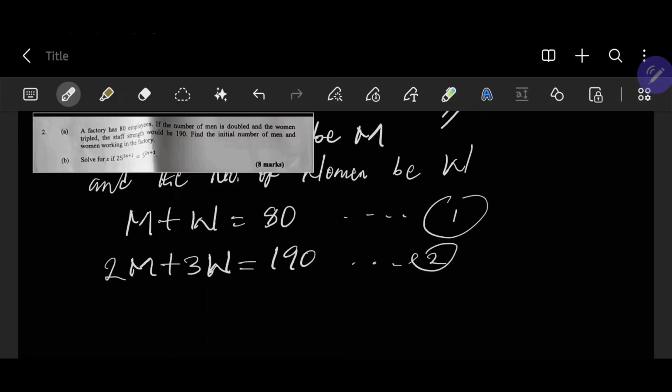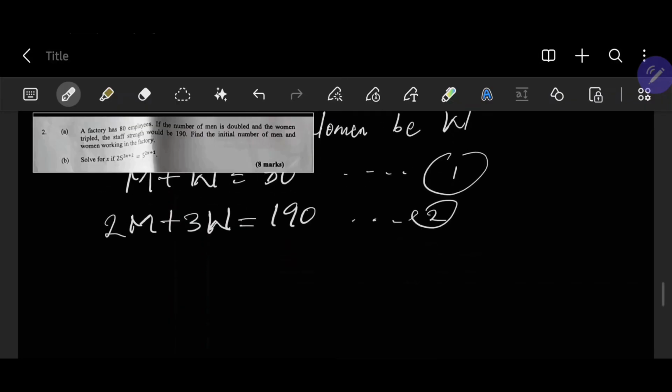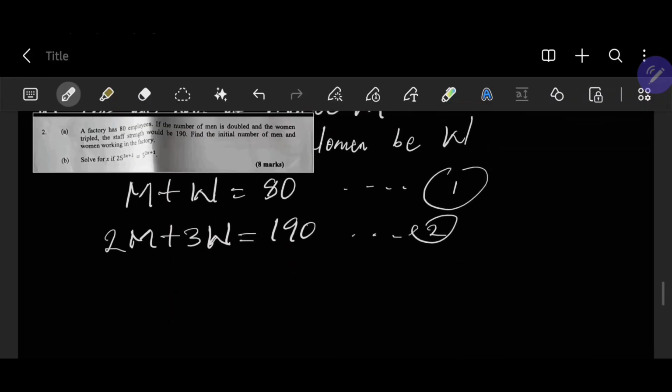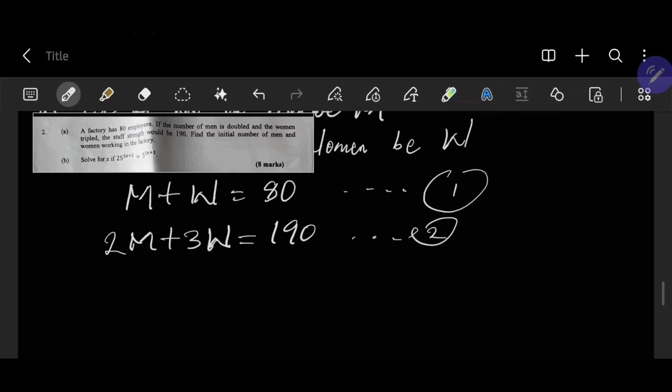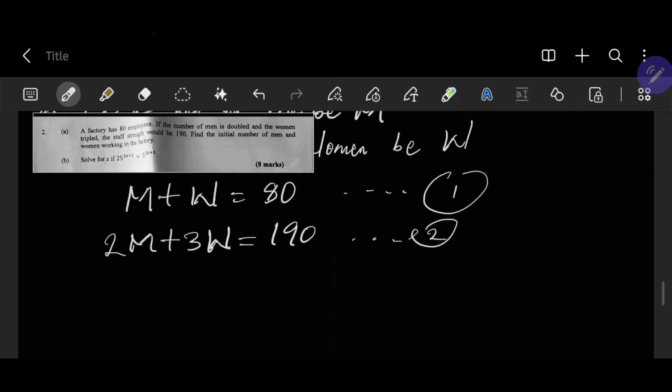Okay, so you could use any method of solving this since no method is stated that you should use. You could use substitution, elimination, graphical methods, or even Cramer's rule for matrices. In this case, I'm just going to use the substitution method.